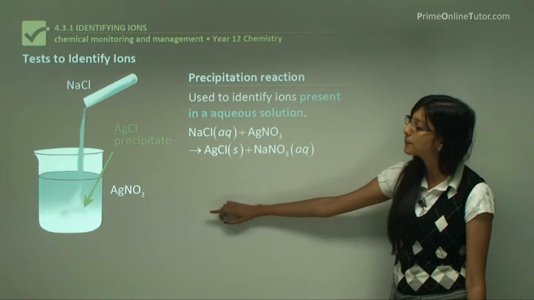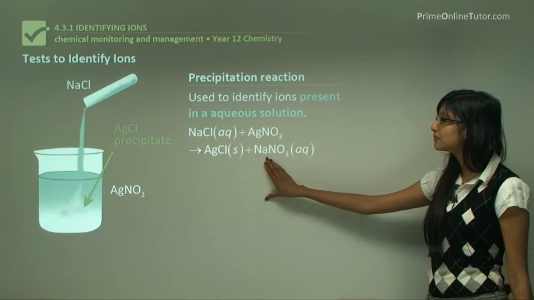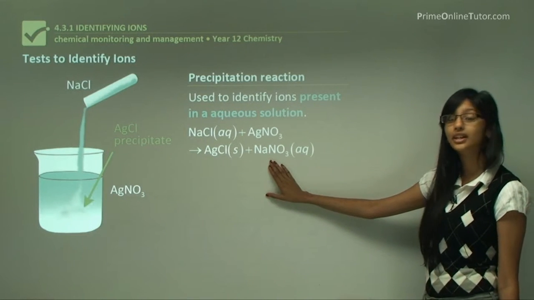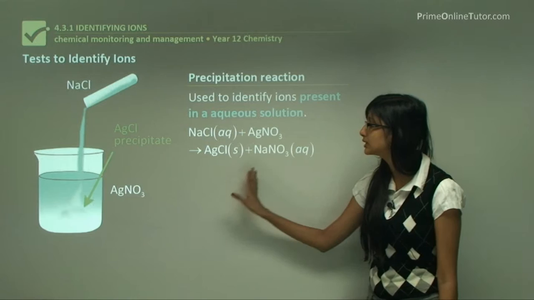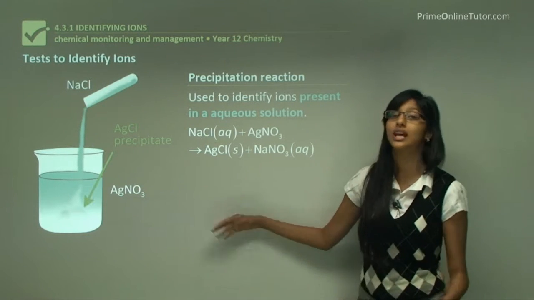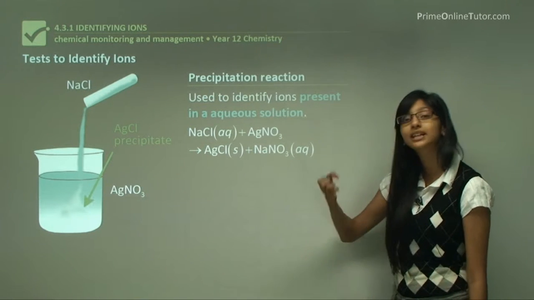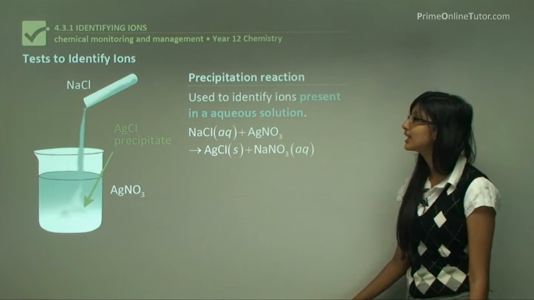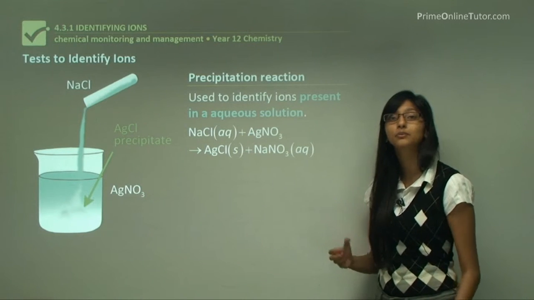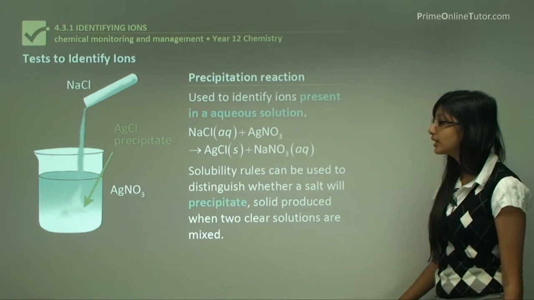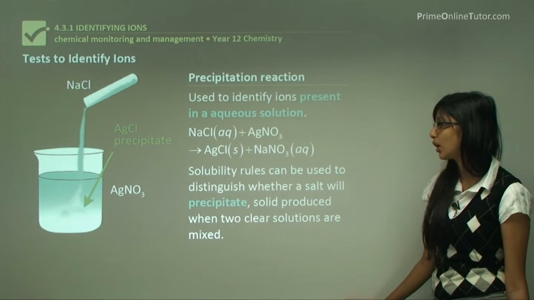And when you do that, a white precipitate forms, as you can see in the diagram, and that is silver chloride, and sodium nitrate is also formed, but sodium nitrate is present in the form of ions. So there are also sodium ions and nitrate ions in your solution which you cannot see because they're present as ions, but you can see silver chloride because it precipitates out of the solution as a solid. So that's how you can use precipitation reactions, because a solid should precipitate out when you mix two solutions together. So this can be done using solubility rules, which can be used to distinguish whether a salt will precipitate.